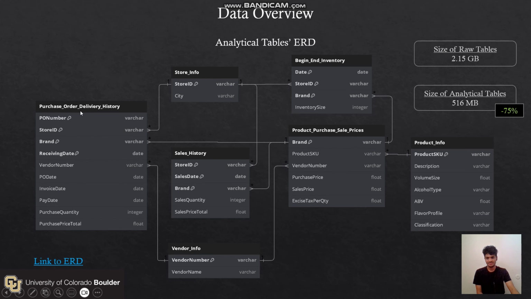For instance, this table focuses on all the purchase and order information along with the fulfillment details, and this table focuses on all the sales information, and these two focused on the products information along with its selling price and purchasing price.